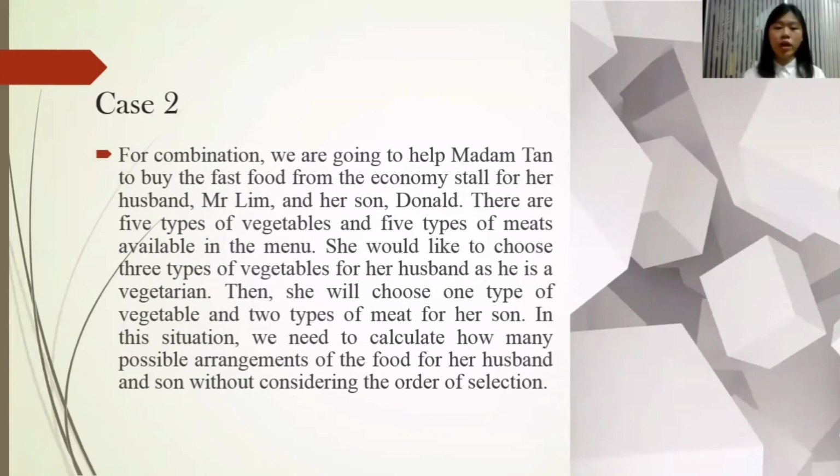While for combination, we are going to help Madam Tan to buy fast food from the economy store for her husband, Mr. Lim, and her son, Donald. There are 5 types of vegetables and 5 types of meat available on the menu. She would like to choose 3 types of vegetables for her husband as he is a vegetarian. Then she will choose 1 type of vegetable and 2 types of meat for her son. In this situation, we need to calculate how many possible arrangements of the food for her husband and son there are, without considering the order of the selection. That's all from me. Now I will pass the presentation to Sammy.